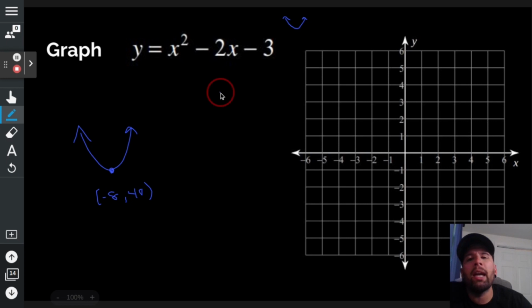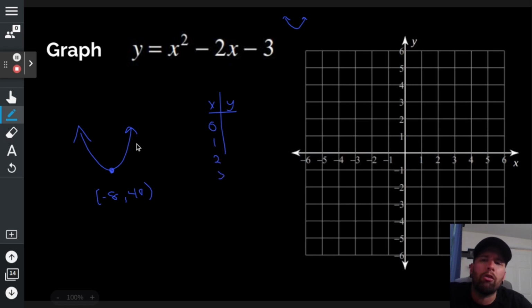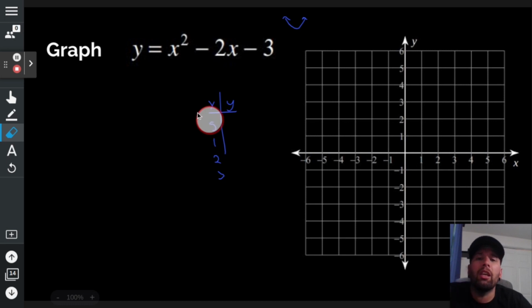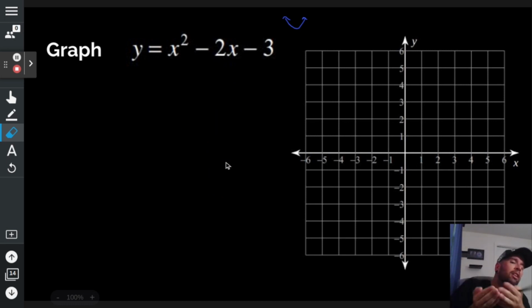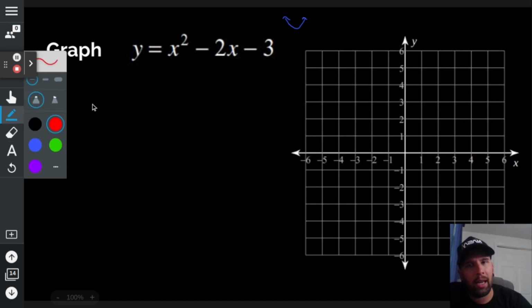So if I create an xy chart, right? And if I'm like, let's try 0, and let's try 1, and let's try 2, you're finding all of these points over here, and you will never get to the minimum. So the best thing to do is find out what the vertex is, find out the x value at least, and use that as your center, and everything to the left and everything to the right is just going to be symmetrical. So let's quickly find out the vertex.